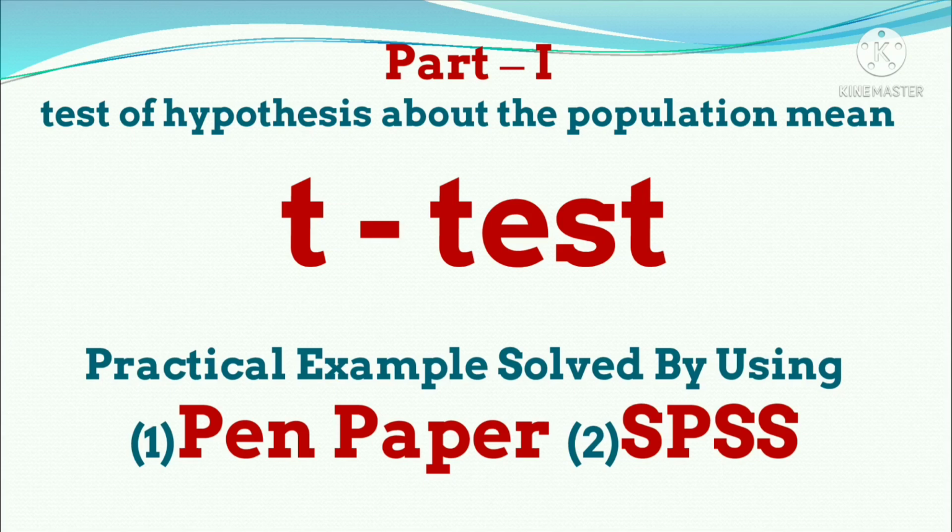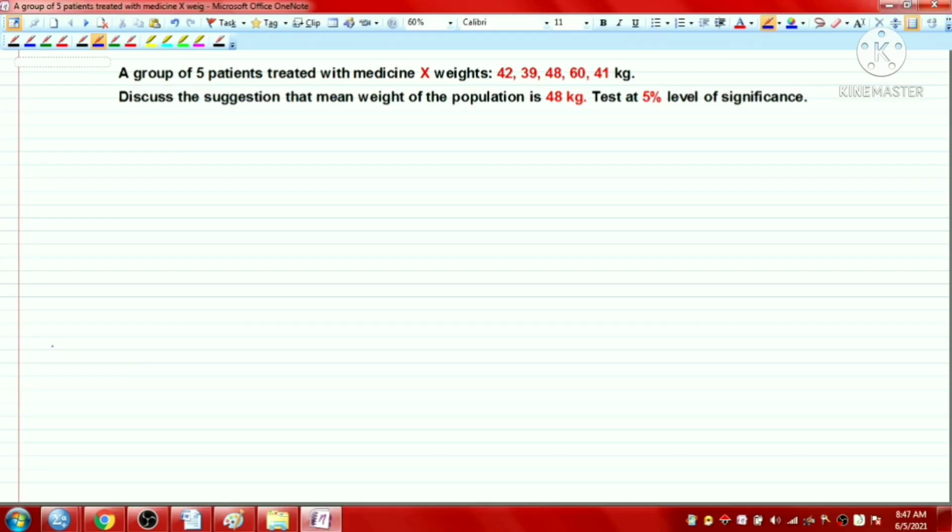Test of hypothesis about the population mean, t-test. First we will do it by pen and paper, then by SPSS. The question is: a group of 5 patients treated with medicine X. Weight is given. Discuss the suggestion that the mean weight of the population is 48 kg at 5% significance level.